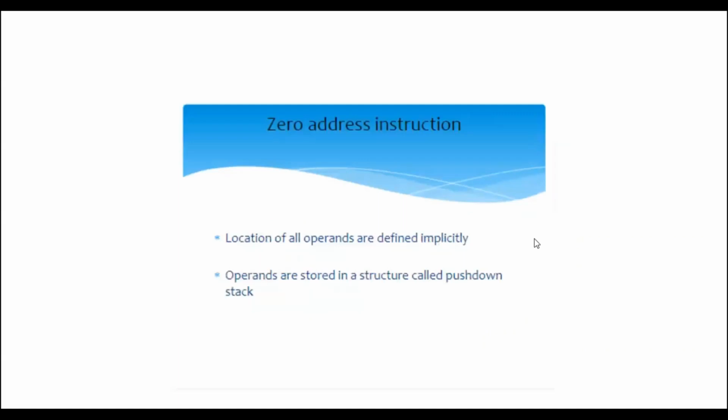So another, we have the zero address instruction. The locations of all operands are defined implicitly. Operands are stored in a structure called a push down stack. The zero address instruction is a format of machine instruction. It has one operation code or opcode and no address fields. So it means zero address instruction format.